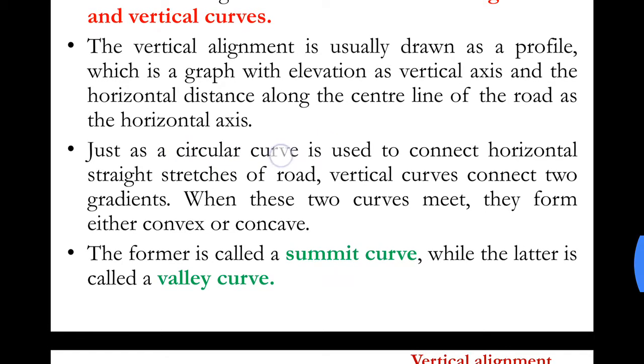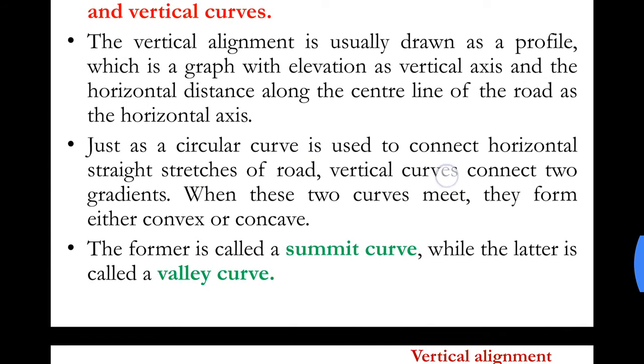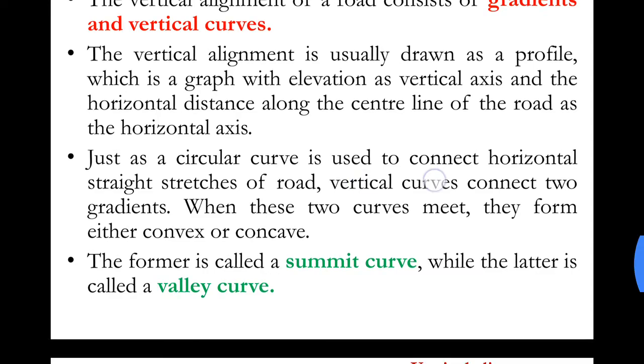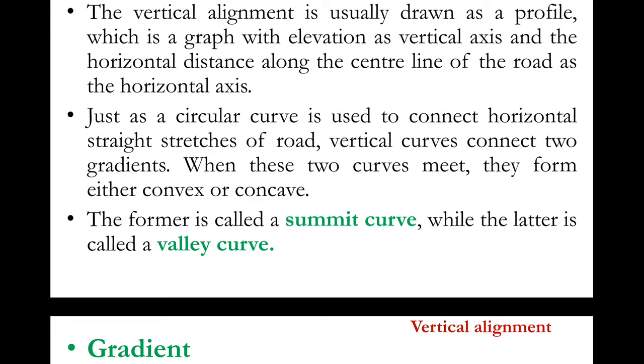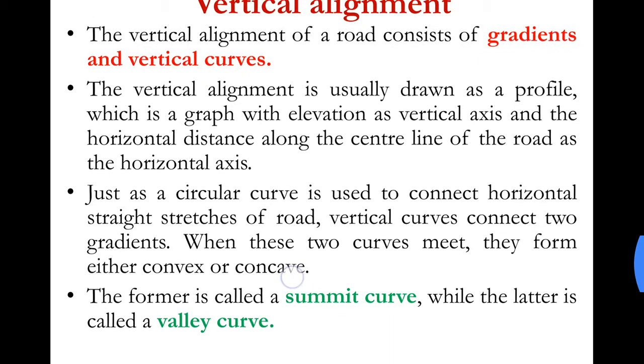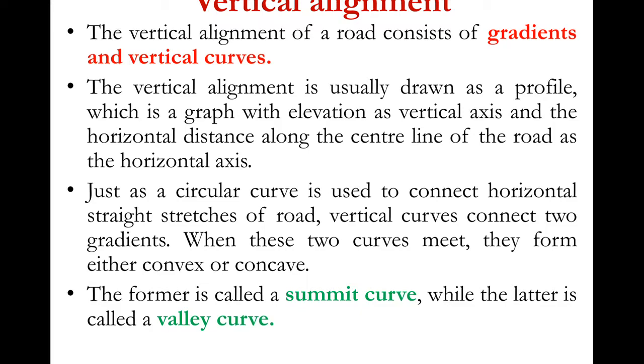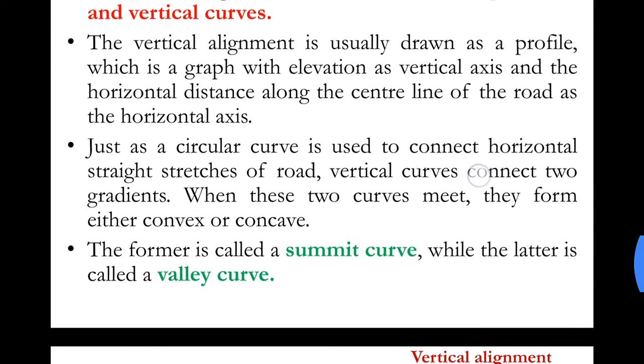Just as a circular curve is used to connect horizontal straight stretches of road, vertical curves connect two gradients. So we already know about horizontal curves. These horizontal curves are used to change direction of a road, or join any two roads. Here, vertical curves join any two gradients. In order to smoothen the gradients, at the contact points of the gradients we provide curves. Those curves are known as vertical curves.